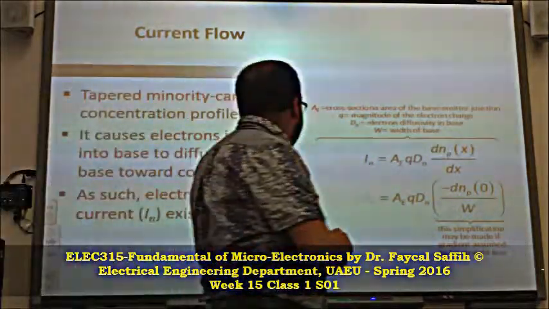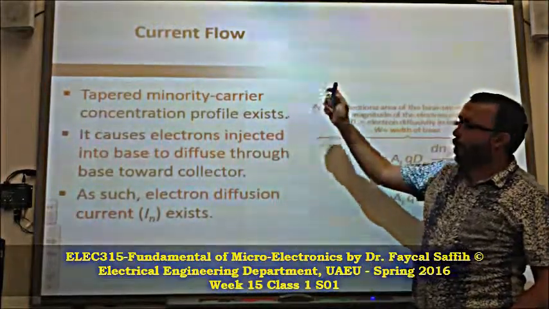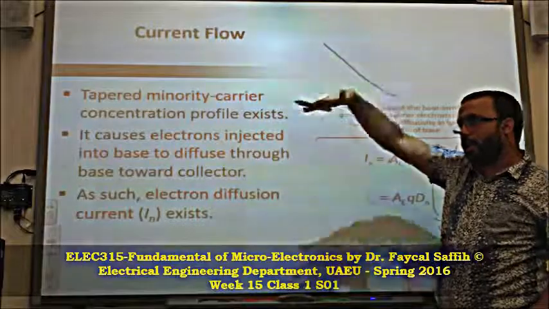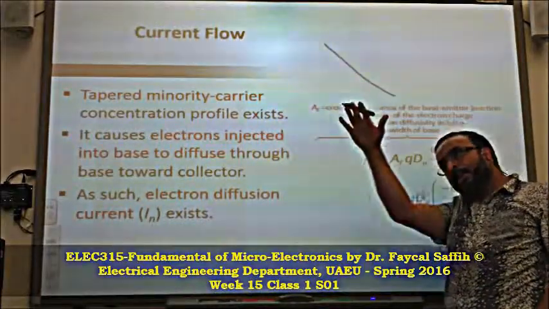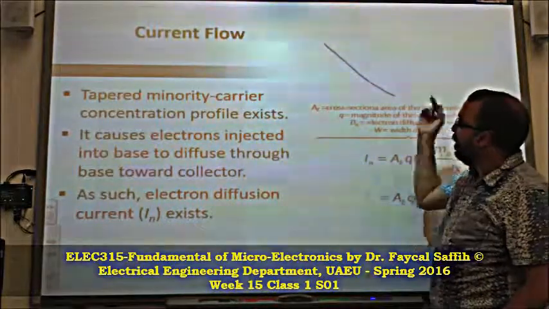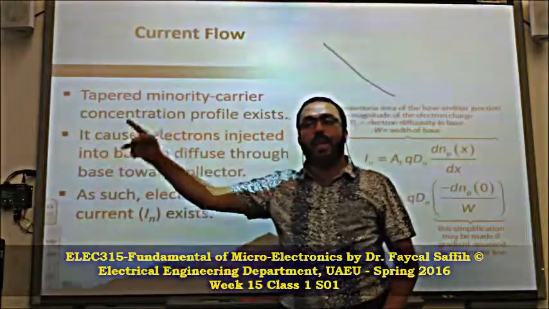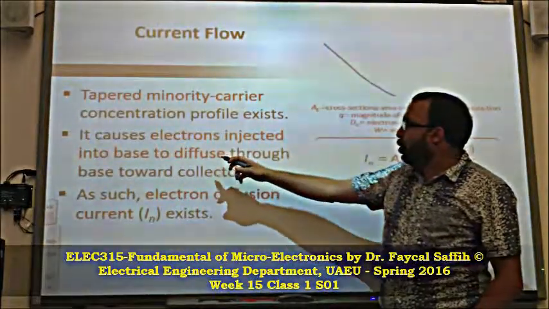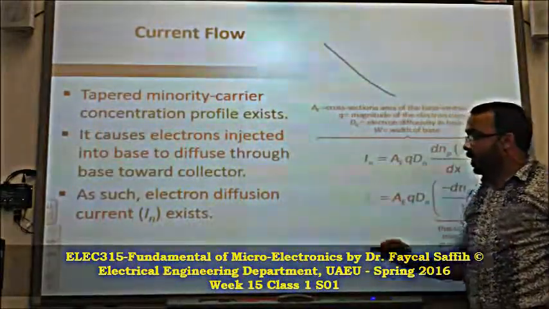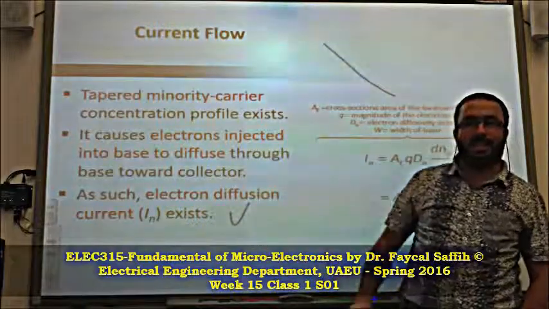So, good, the tapered minority carrier concentration profile exists. That means this profile, okay? Tapered means it is not horizontal or vertical, it's like tapered. Okay, the minority carrier curve does exist. It causes the electrons injected into the base from the emitter to diffuse through the base to the collector. That's what we said. As such, the electron diffusion current IN does exist.